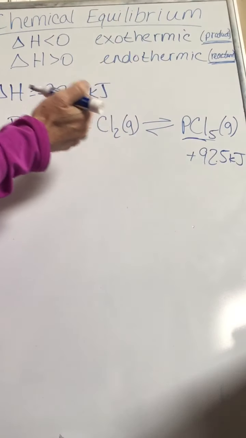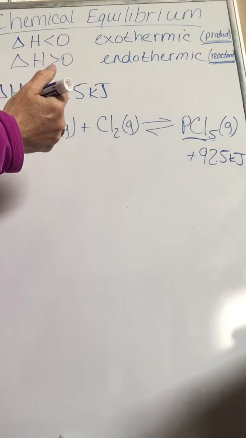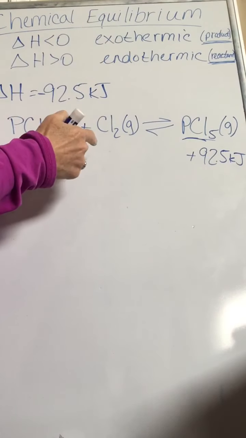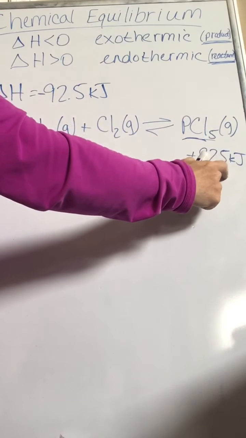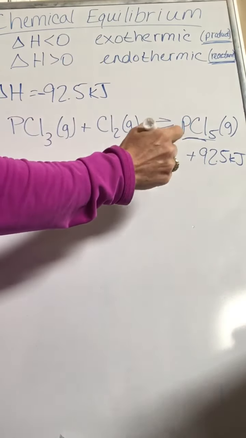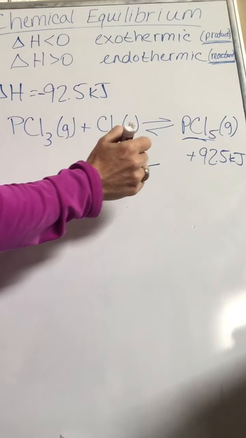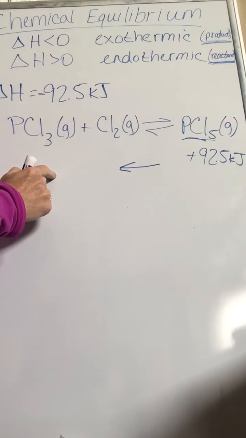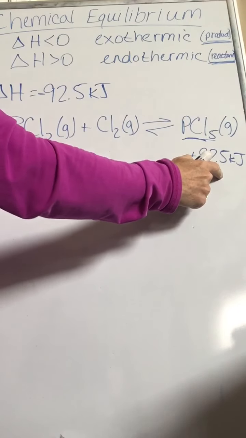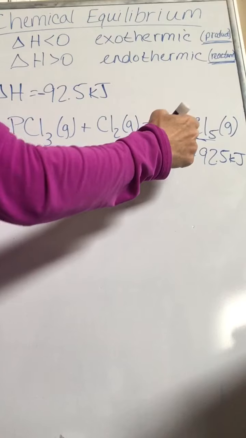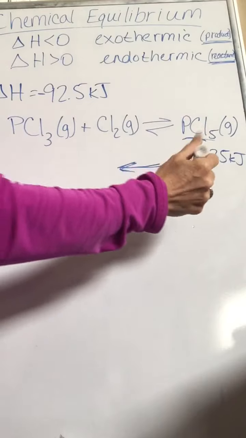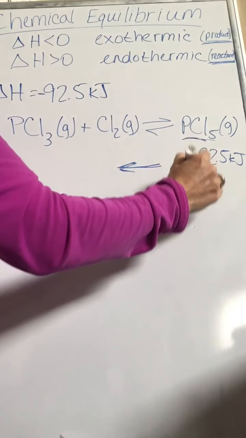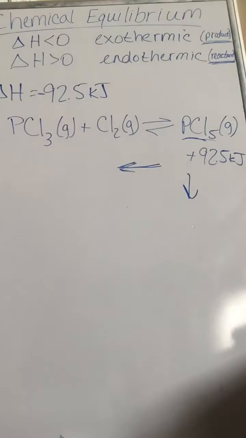Well, if the temperature is increased, then we are adding energy. If we are adding energy, energy is a product. So if we are adding a product, then according to Le Chatelier's principle, we're going to shift the reaction back towards the reactants. So if we are adding energy, that means we are going to decrease the PCl5 because now we've shifted the reaction back towards the reactants. So the concentration of PCl5 will decrease as we increase the temperature because we added a product to the equation.